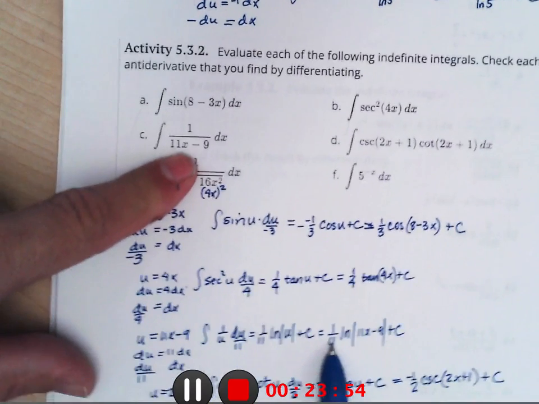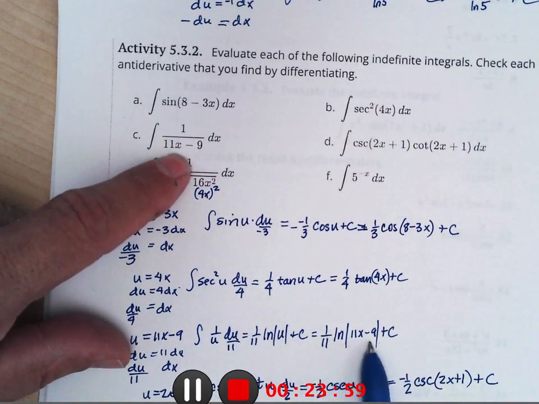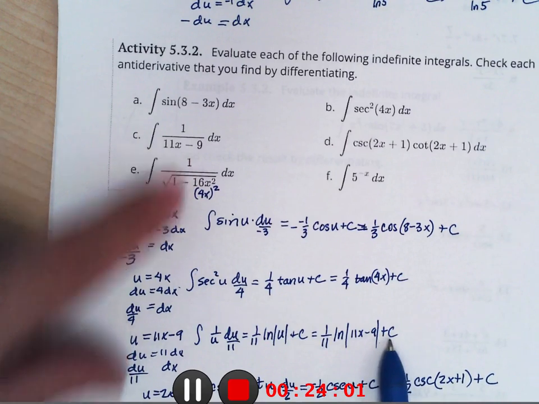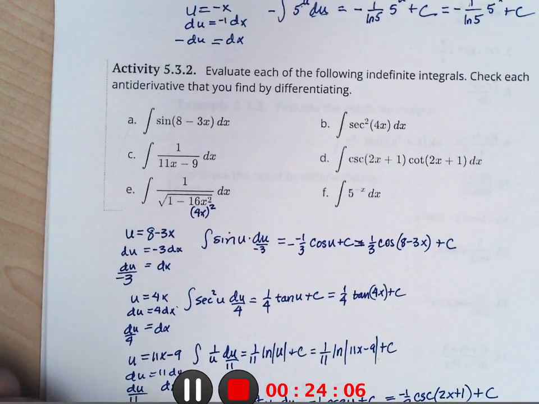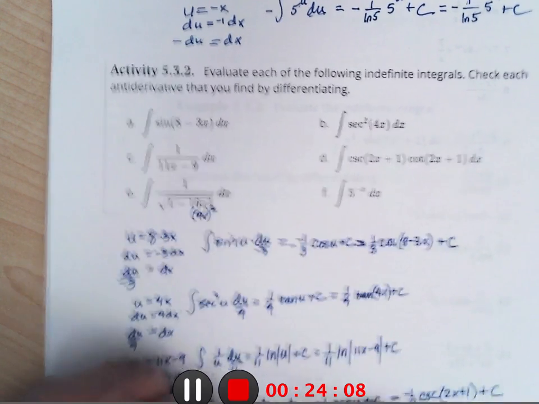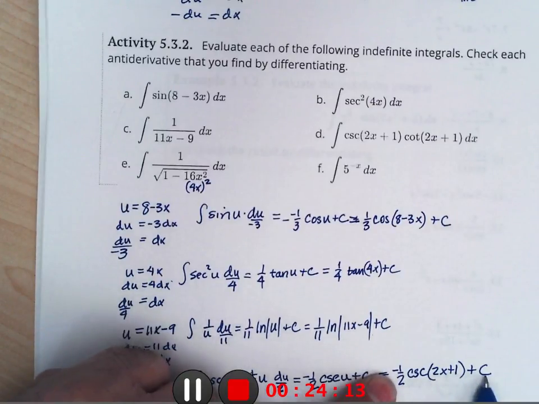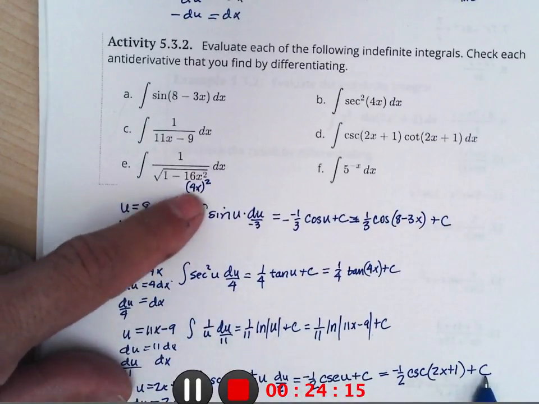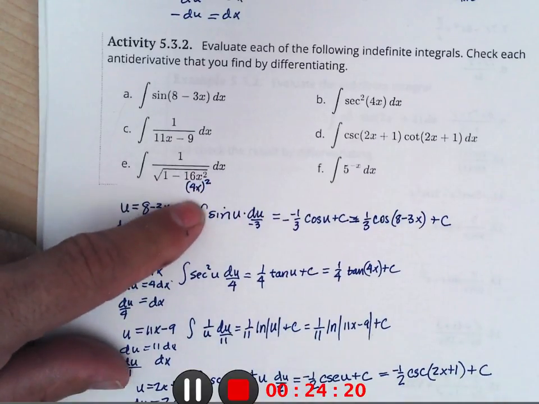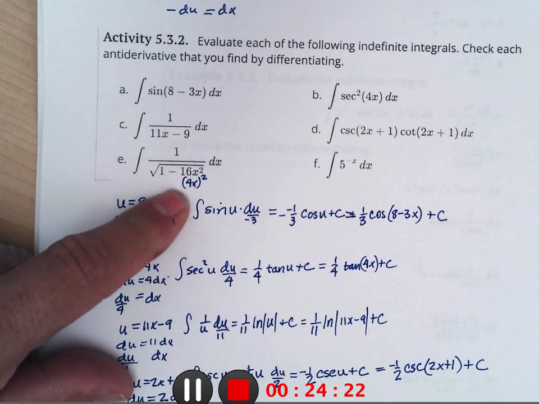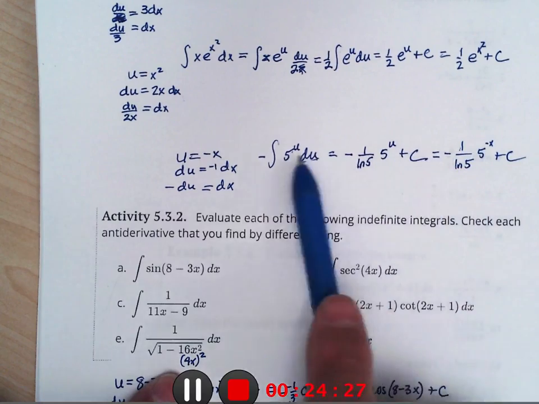ln, because that would be 1 over u, so it would be ln of that, plus c. This one creates a 2, so we get a half. The antiderivative of cosecant cotangent is cosecant, and it's negative, so that becomes a negative half. This 4x, the 16x squared, which is 4x, creates a 1/4 arc sine. So we're creating this constant, so we are dividing by that constant, negative 1, negative 1.